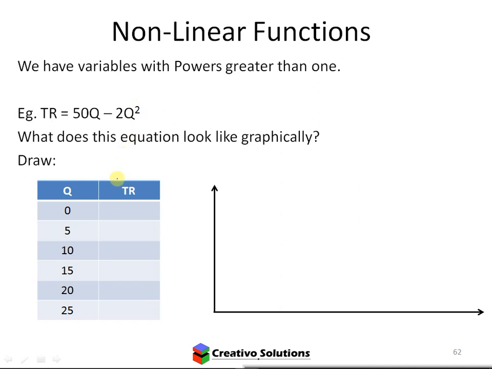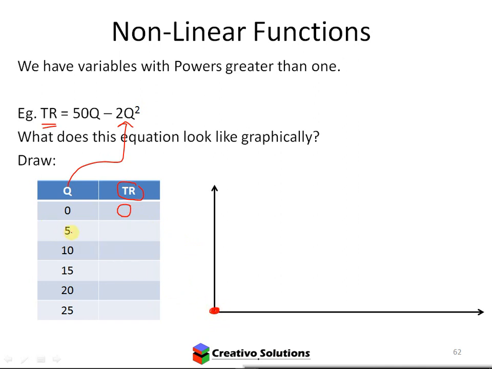So how do I work out TR here? Total revenue. I need to substitute Q in. So what's 0 squared times 2? So 50Q minus 0 is 50Q. Q is 0. So 50 times Q is naught. So that's naught, naught. So there's 1 point.